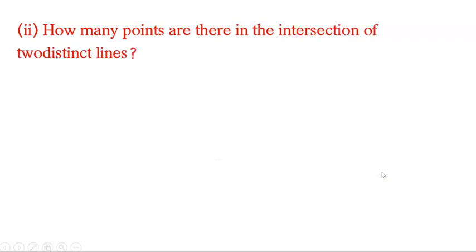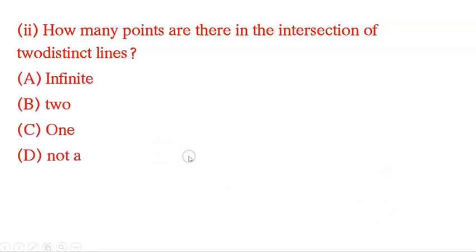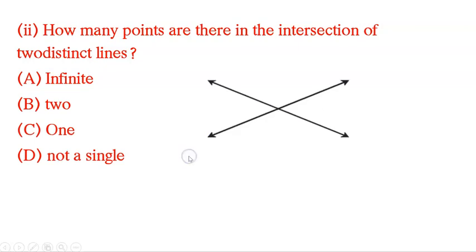Now the next question, how many points are there in the intersection of two distinct lines? Infinite, 2, 1, not a single. Now see this here. These are the two intersecting lines. They intersect at a single point, and hence option C is correct here.